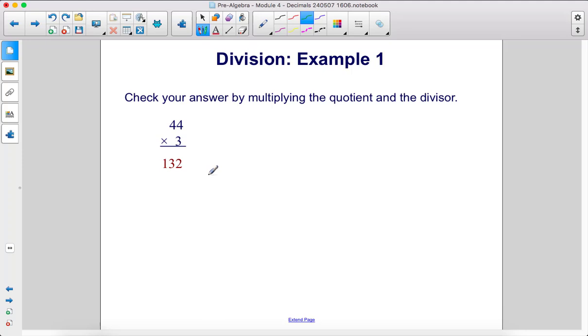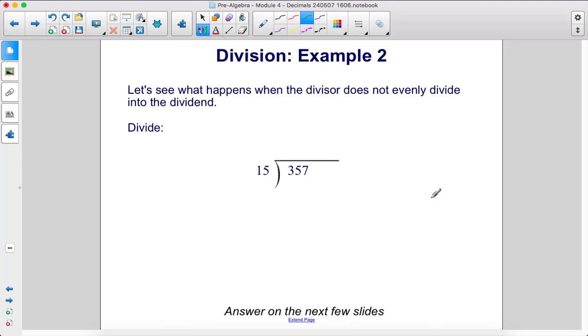At the end, you can check your answer by multiplying the quotient and the divisor to see if you get the original dividend. Let's see what happens when the divisor does not evenly divide into the dividend. All right, so here's our problem. 357 divided by 15.